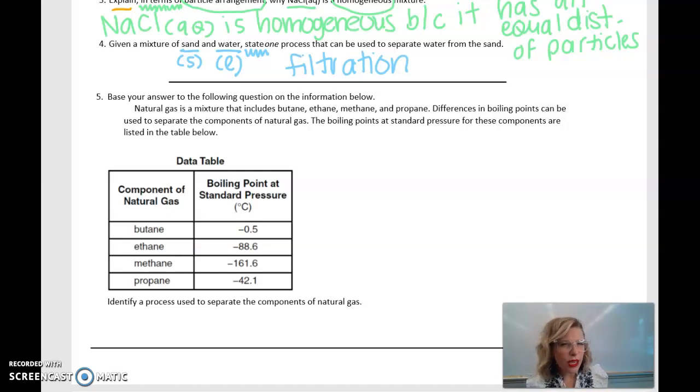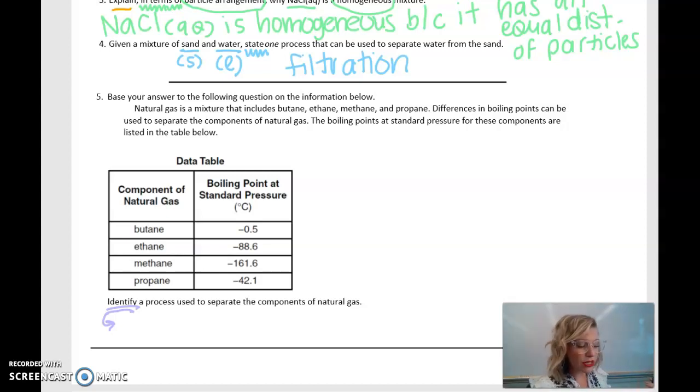So again, I'm looking at how do I separate it? Identify is a buzzword, and it usually means that you can have a one-word answer. How are we going to separate the components of natural gas? Now, we can go look at the reading. Let's take a minute and see if there's anything helpful in there.